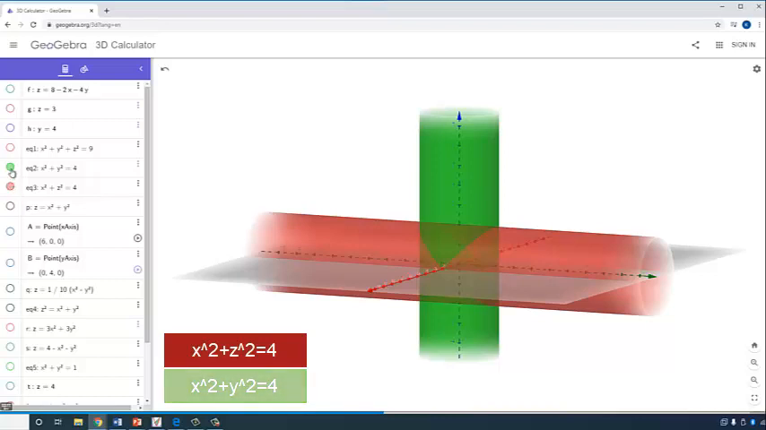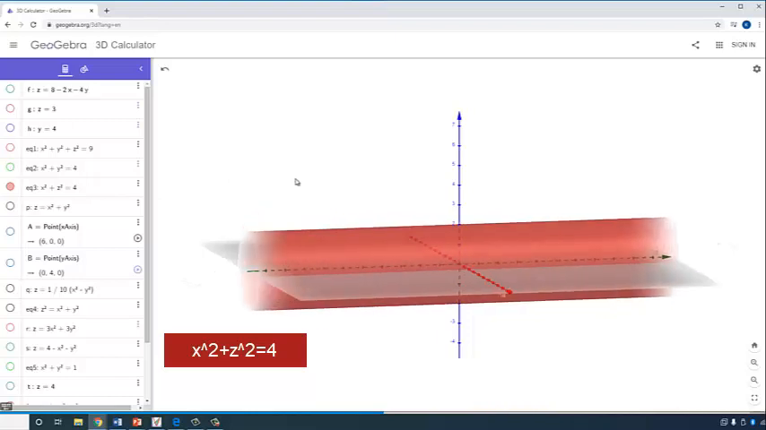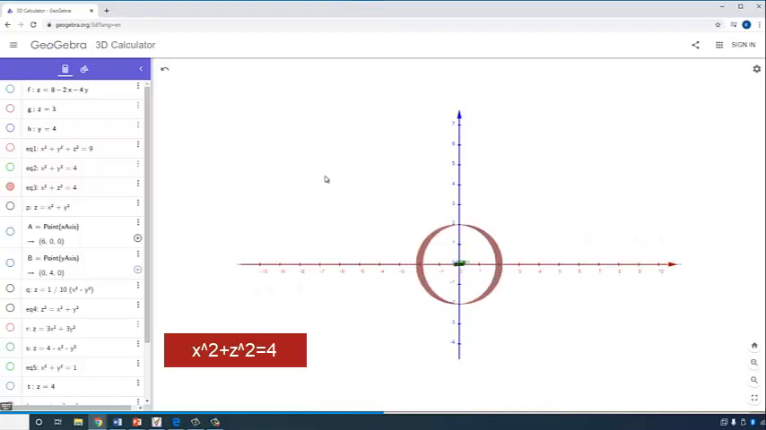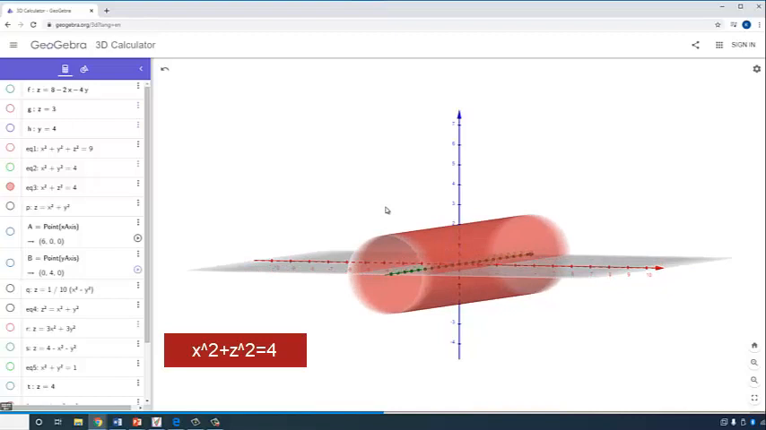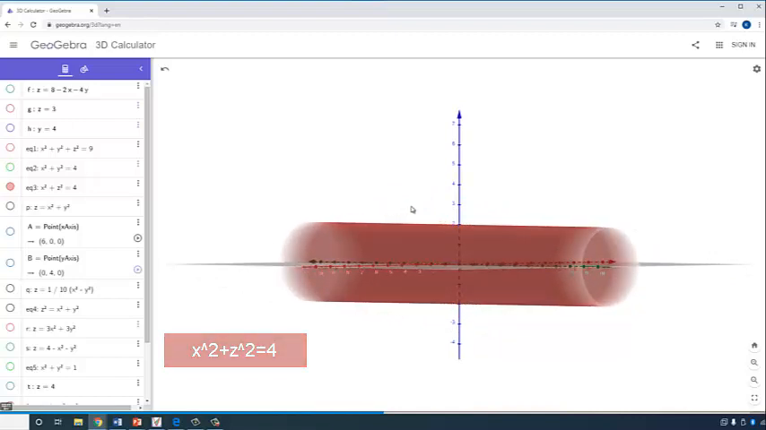All right, so in the x squared plus z squared equals 4, notice that in the xz plane, I'm going to move us around to the xz plane. There we are. So in the xz plane, you can see just that circle centered at the origin of radius 2. But then because there are no restrictions on y, we see that this cylinder is going to extend itself along the y-axis.